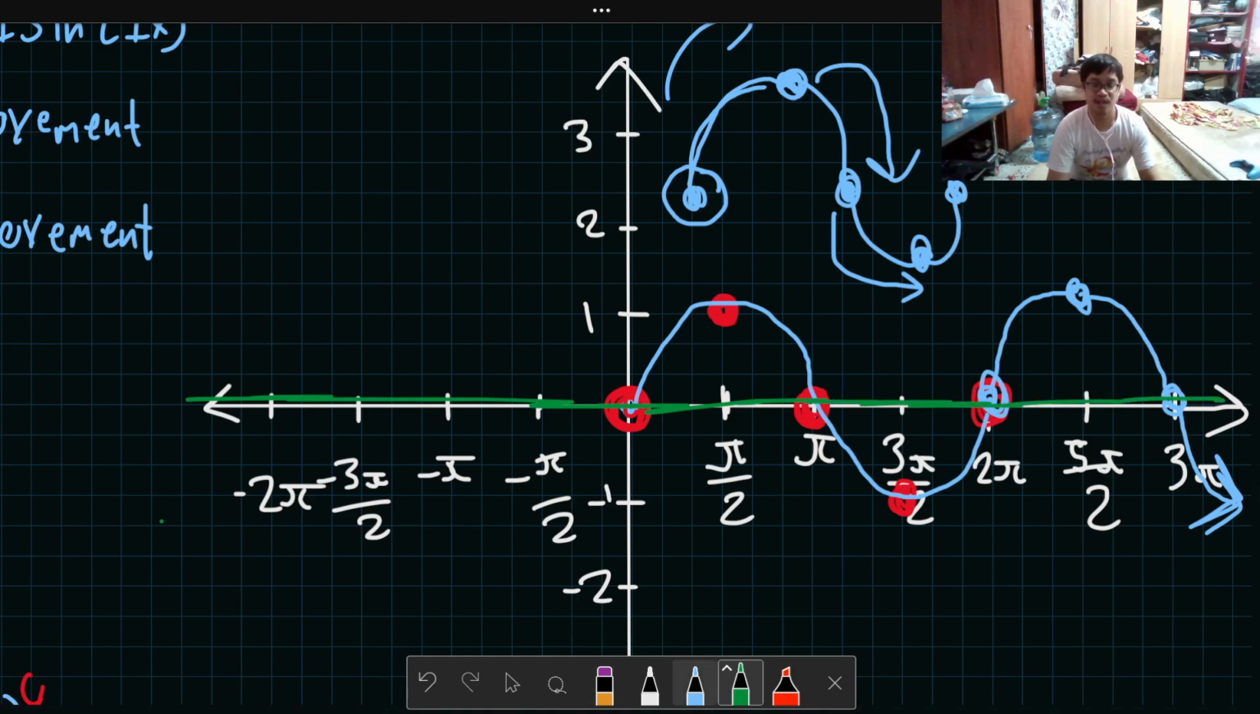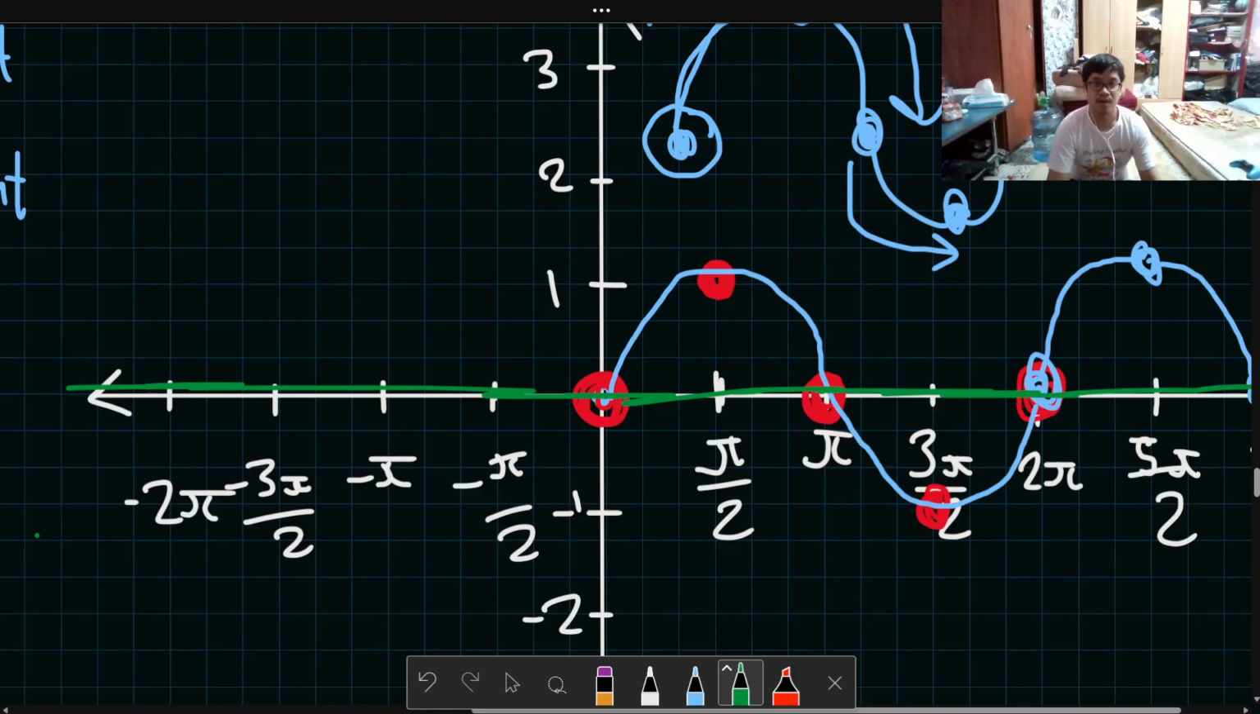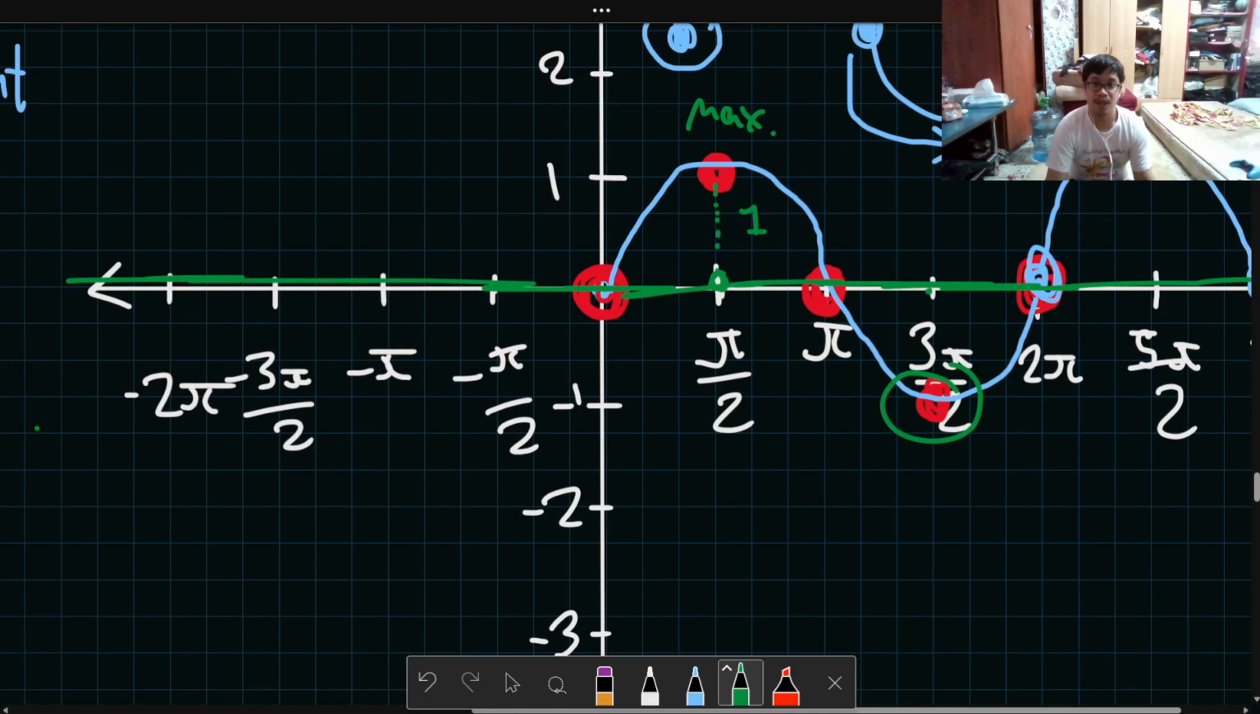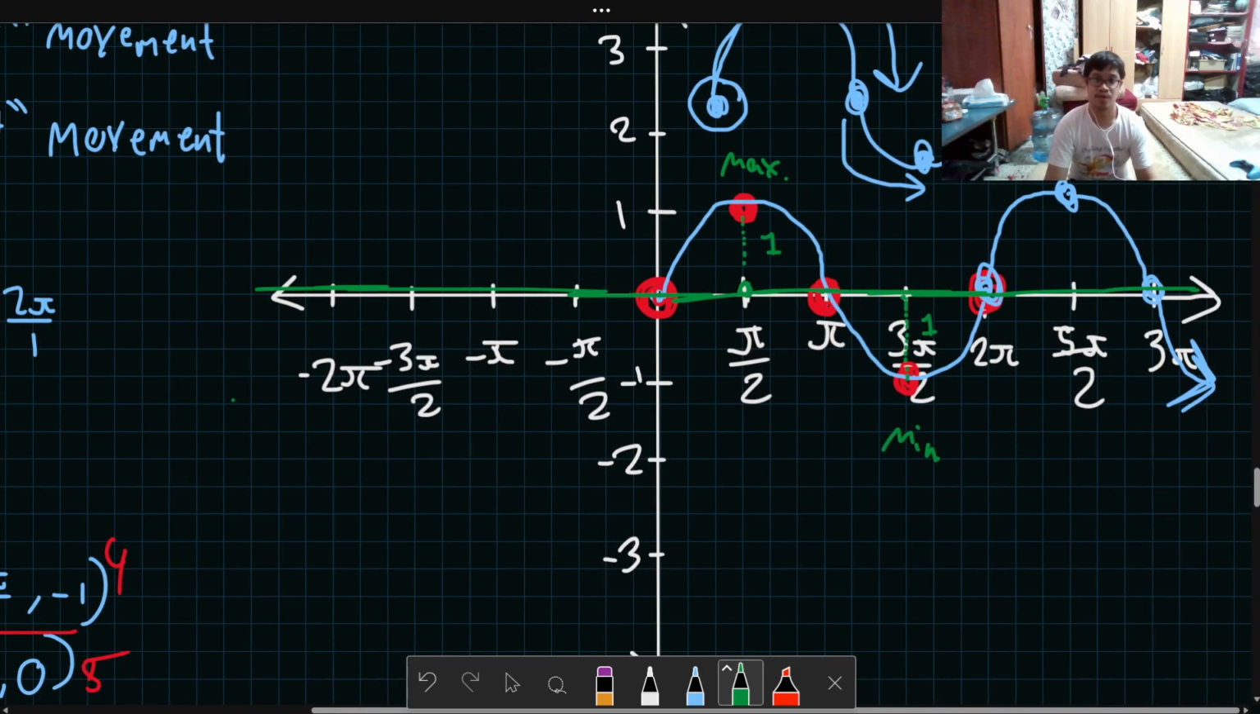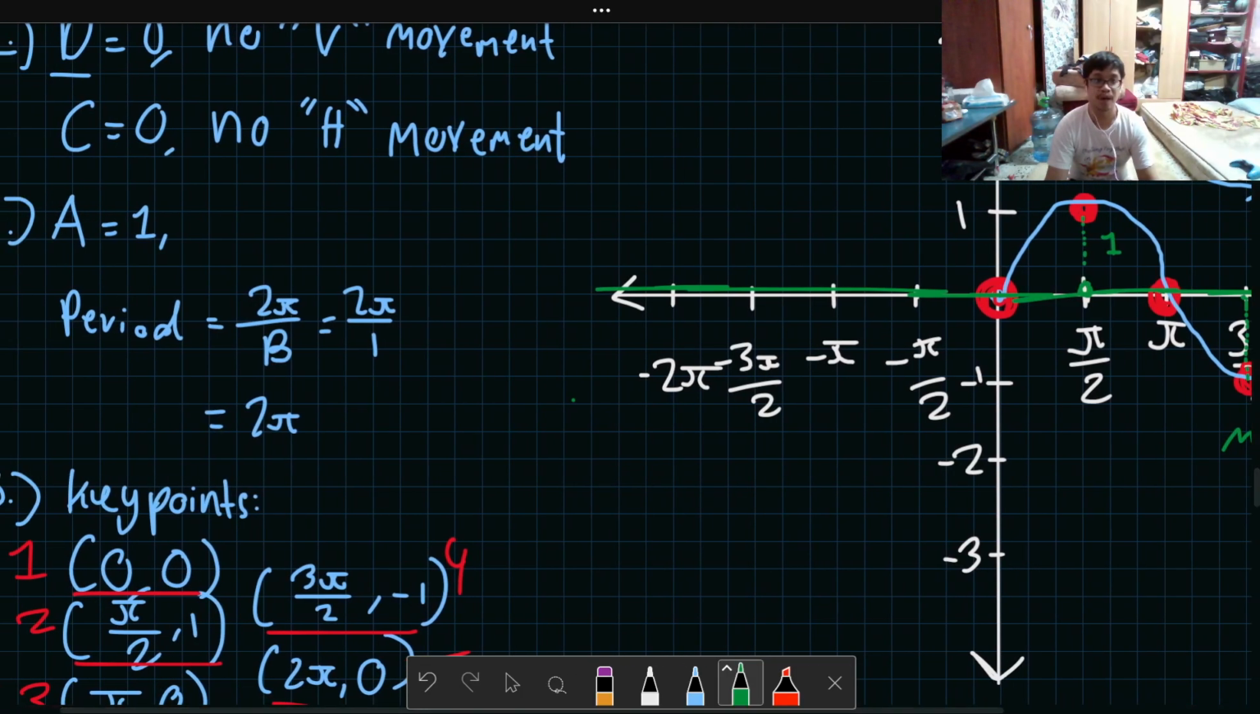Now, if you're going to get the distance between the midline up to the maximum point, which is here, what happened? You will reach 1 unit long. Likewise, the distance between the minimum point going to the midline is also 1 unit long. You see my point, guys? So our expectations are correct. Likewise, also for the period. Remember our period is 2 pi, right?